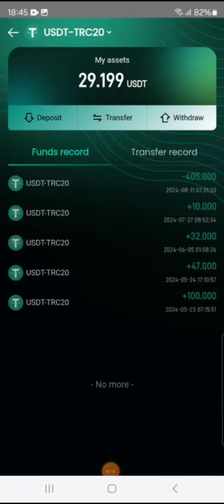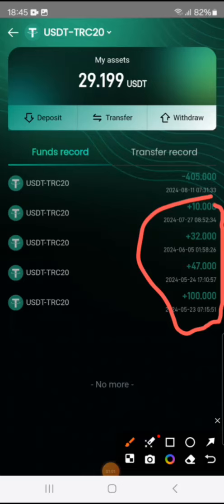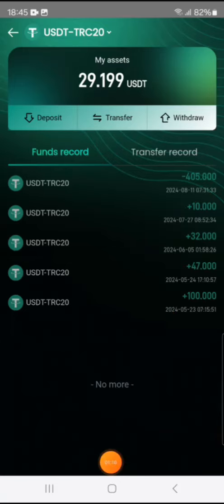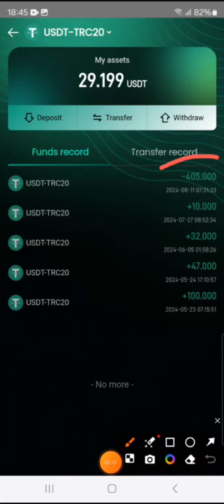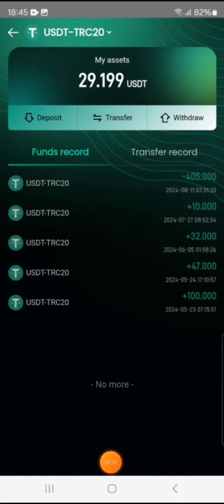When I go to Asset Center, here you can see my deposits. I made 147 USDT, 32.10, so it's about 190 USDT, and after that I withdraw 400 USDT. I take my money out, and now I'm playing with profit and building my account.